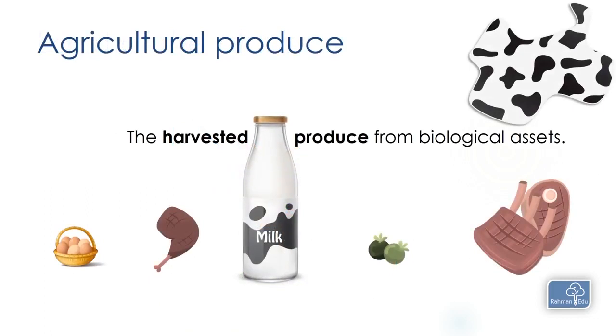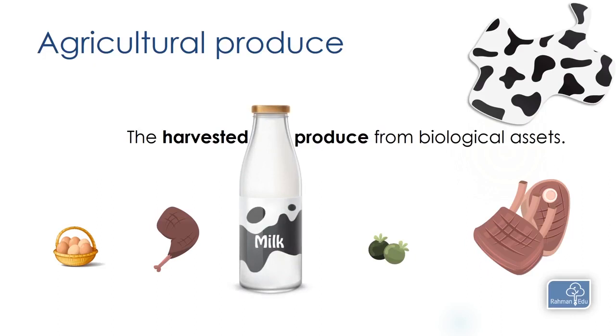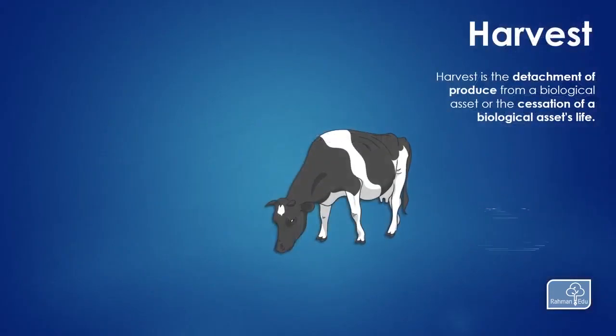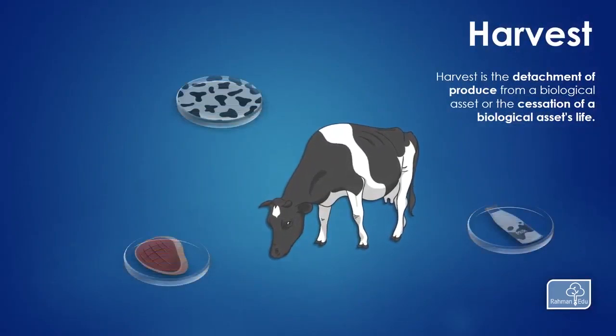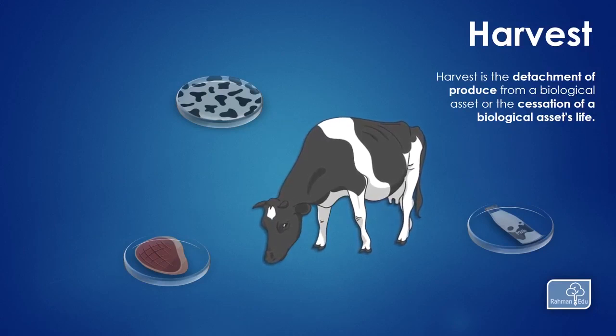The next thing that you need to understand is what is an agricultural produce. An agricultural produce is the harvested produce from a biological asset, such as milk, meat, eggs, etc. And what is a harvest? Harvest is the process of detachment of produce from a biological asset or the end of the biological asset's life. You take out milk from this cow, that process is harvest. Right, all right, we will do that later.